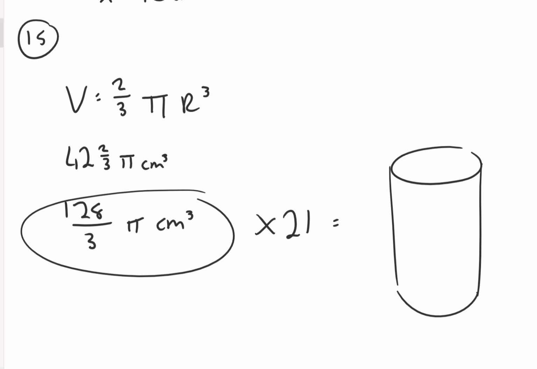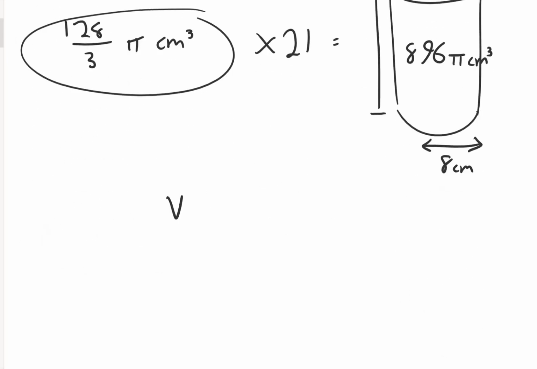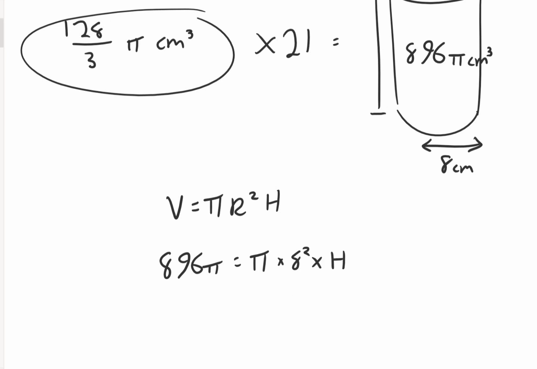8 divided by 21 equals, divided by 3 equals, so it's 896 pi centimeters cubed. It's the volume of that. They said the radius of the base, so the radius here is 8 centimeters, and they want us to find the height. Okay, so we're dealing in volume, so volume of a cylinder, pi r squared h. Fill in what we know. We know the volume is 896 pi equals pi multiplied by 8 squared multiplied by the h.